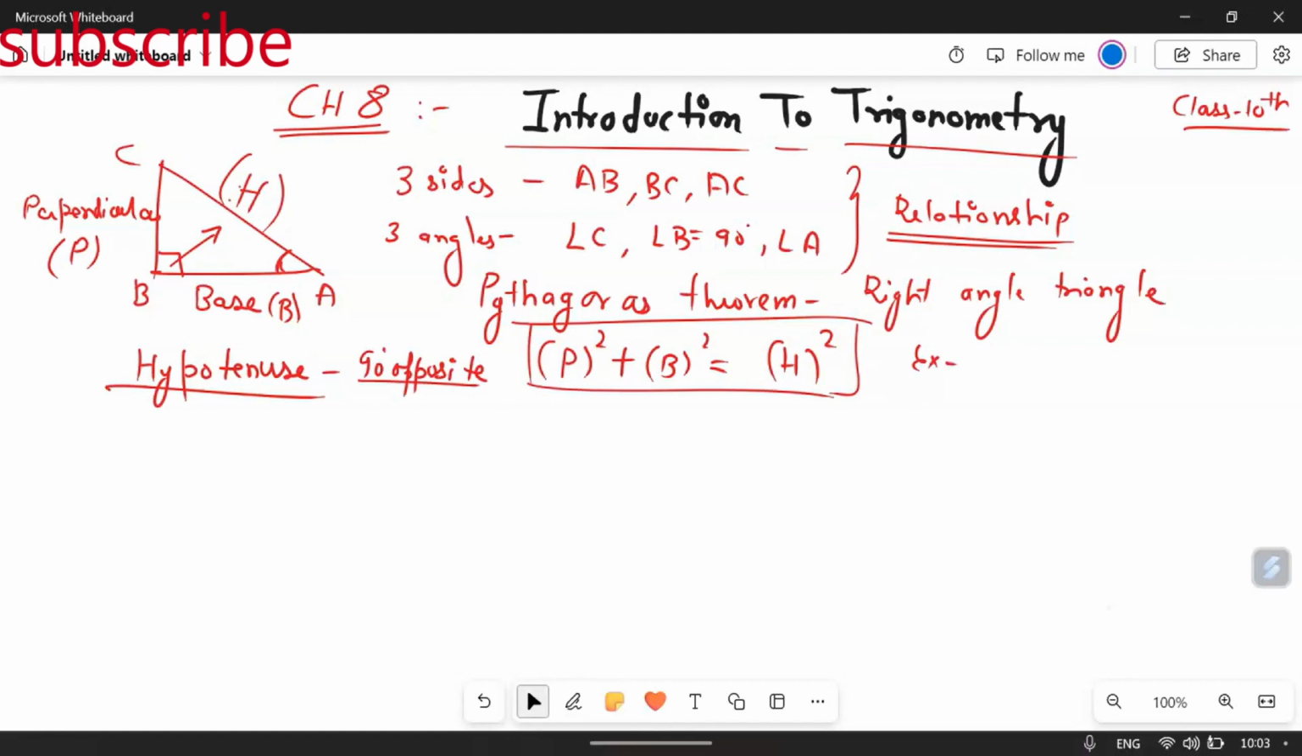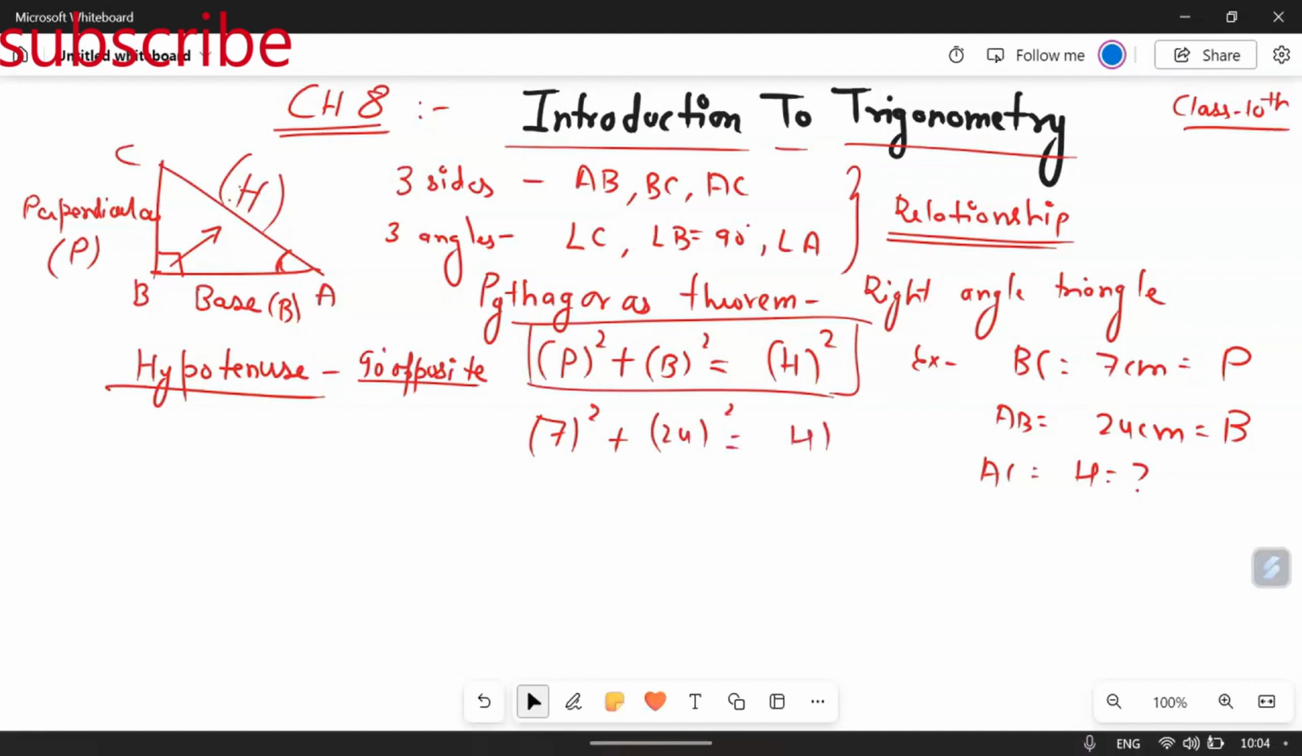In a triangle, if BC is 7 centimeters, it means the perpendicular is 7 centimeters and AB is 24 centimeters, that is your base. AC is the hypotenuse, so you can easily find out AC, that is your question mark, by using this theorem. You can apply 7 square plus 24 square, that will give you H square, and this is 49 plus 576, that will give you H square.